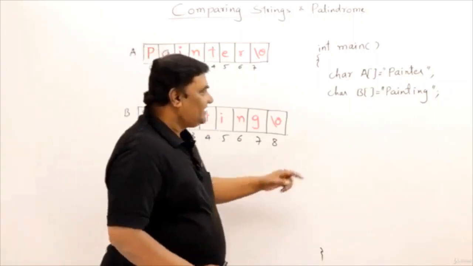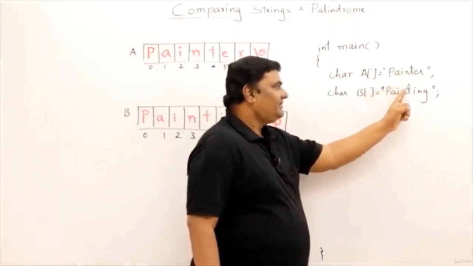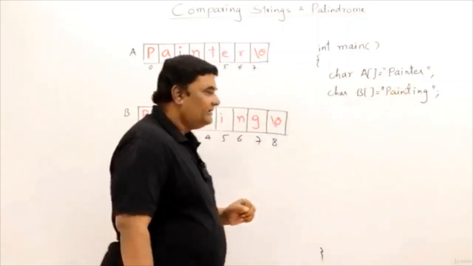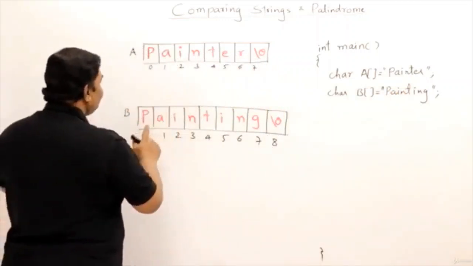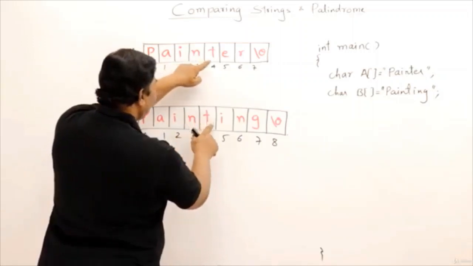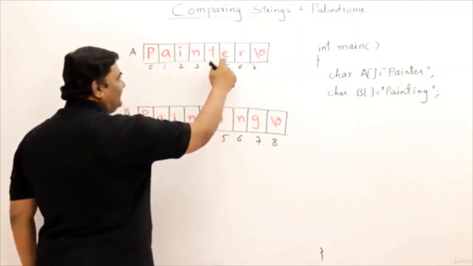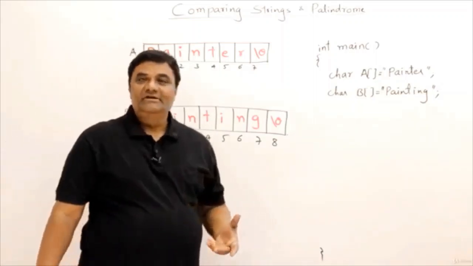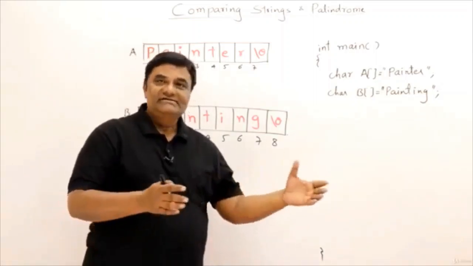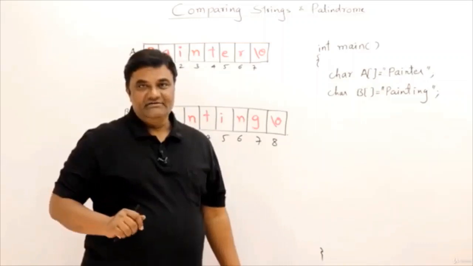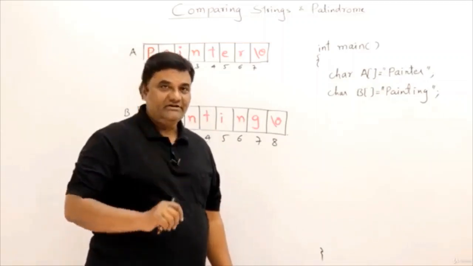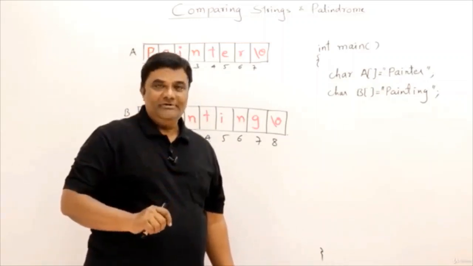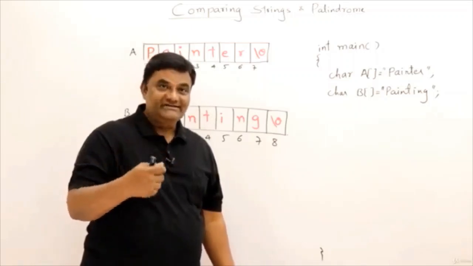For example, I have taken two strings here, one is painter and another one is painting. If you look at these strings, P-A-I-N-T, till here they are equal, and here E and I, they are different. So we need a method to know whether two strings are same or different. Let us see how to compare them, then I will show you what the result should be.